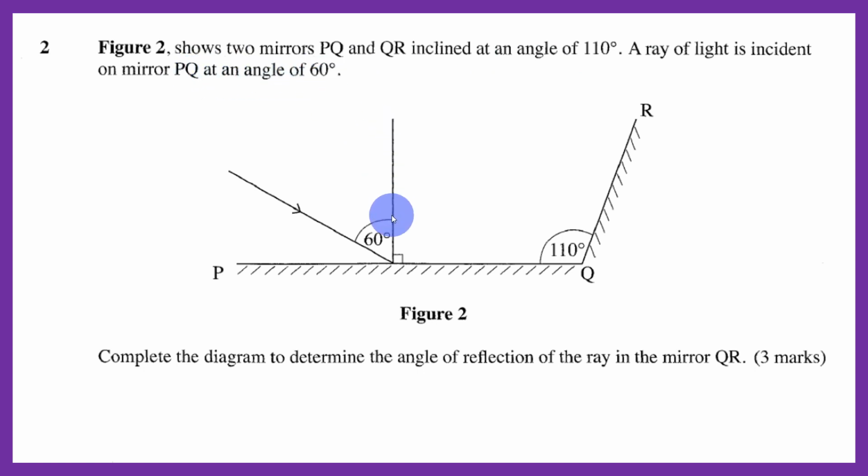Of course, this is the normal. We expect that there will be a reflected ray here and the angle of reflection will be equal to the angle of incidence. This is the angle of incidence.